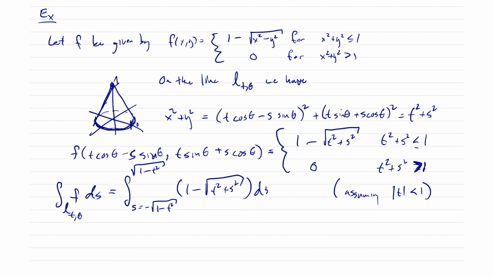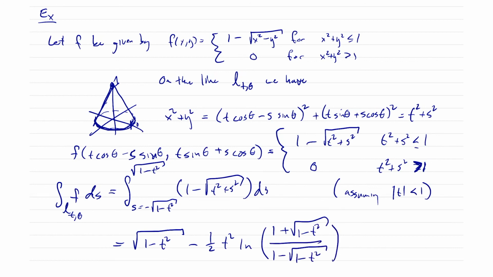After a little bit of trigonometric substitutions, ultimately this is going to end up giving you the square root of 1 minus t squared minus 1/2 of t squared natural log of 1 plus the square root of 1 minus t squared divided by 1 minus the square root of 1 minus t squared. If anybody wants me to work this out, I'm happy to, but otherwise I'm just going to leave it here. So this is the Radon transform of f of t comma theta for the absolute value of t less than 1. And otherwise it is 0 for the absolute value of t bigger than 1. Okay, so there you go.